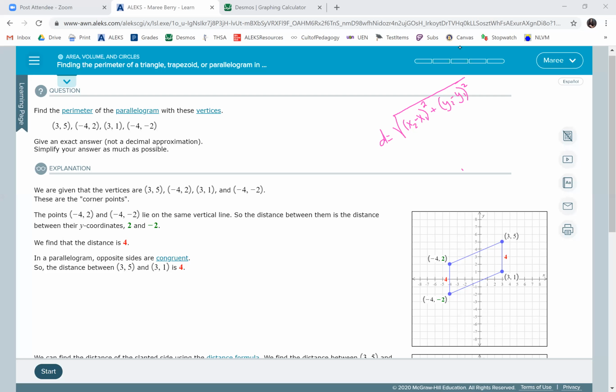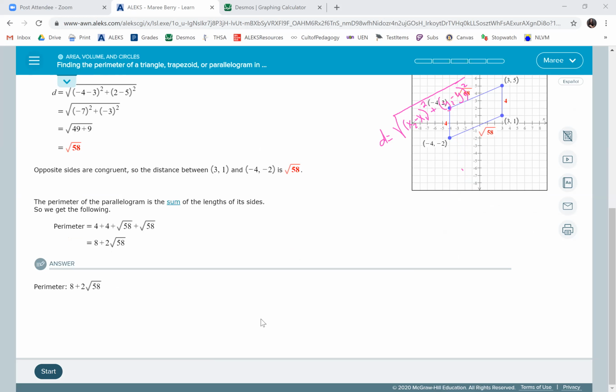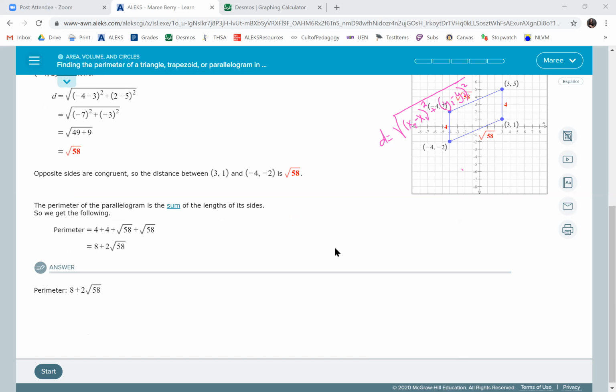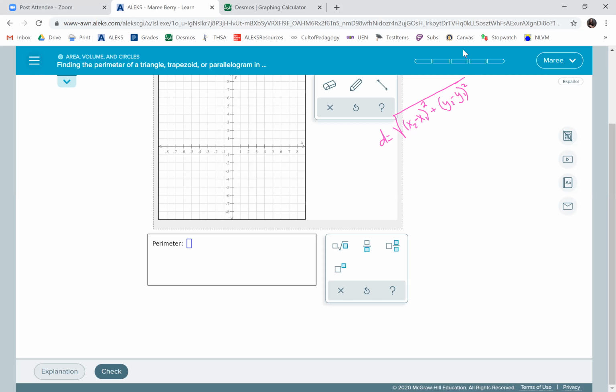Now the top and bottom of this particular parallelogram is going to have a square root for the distance. So when you are doing your perimeter, you have 4 plus 4 is 8, but then you have to add 2 of the square root of 58. So you may have a square root in your answer, and that's okay. You cannot be scared of square roots because we're going to have them. Okay, so this is just what we need here.